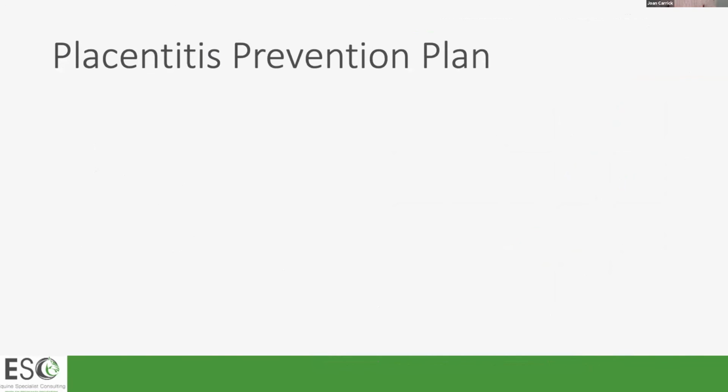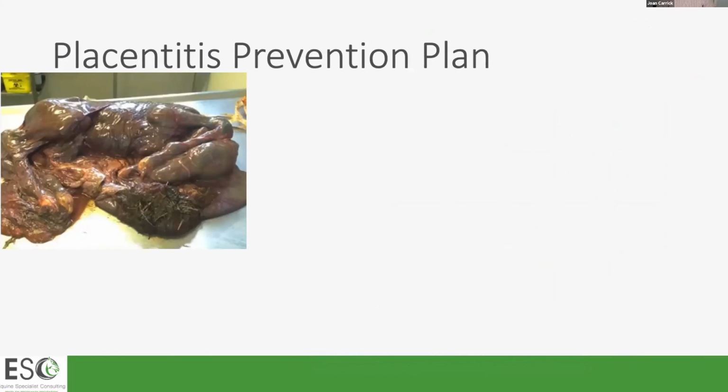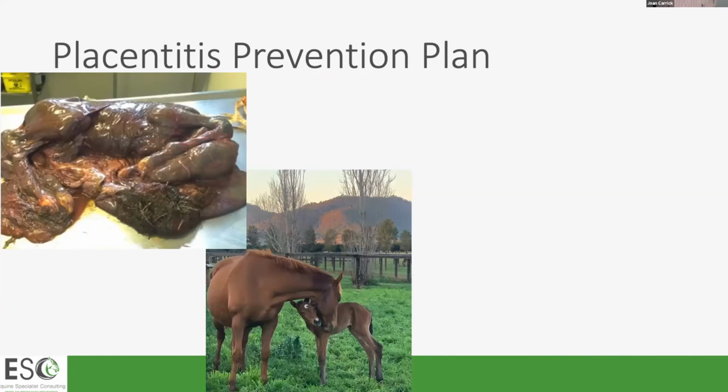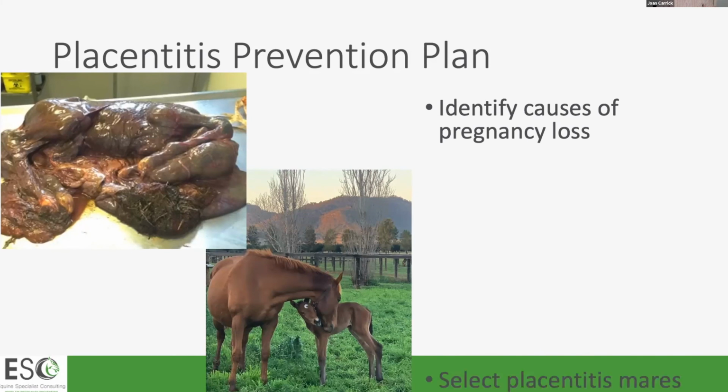So if you want to develop a placentitis prevention plan, in summary, I think what we want to do is get rid of these and get lots of these. In order to do that, I really think it's very important to understand what's causing losses on your farm, in your area, that are specific, and then also what's causing a loss for that particular mare. So you can then plan what you're likely to want to do.